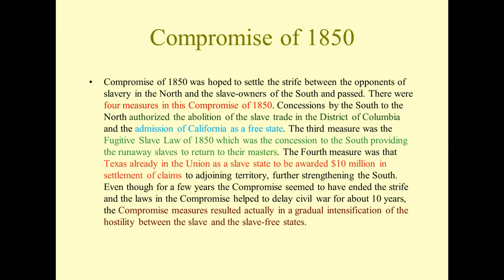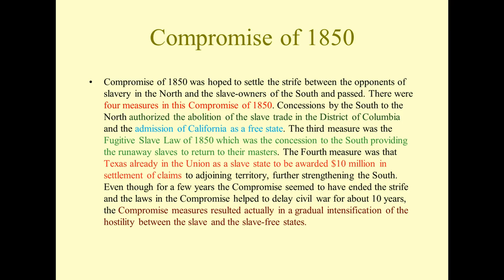That moves us to the Compromise of 1850. We talk about the Compromise of 1850 because it did a lot of things. They wanted to end this debate over slavery once and for all, and again, it really caused more problems than it solved. You can see there are 4 measures in the Compromise of 1850.